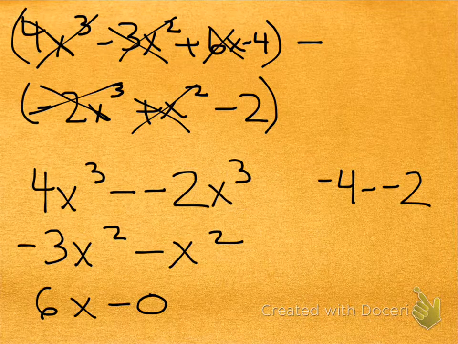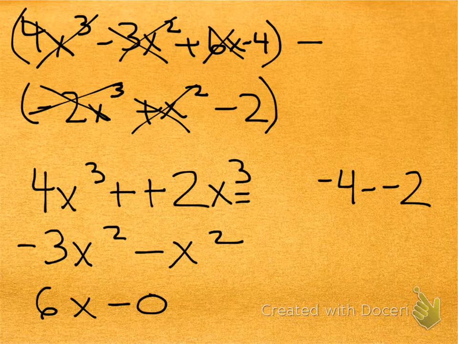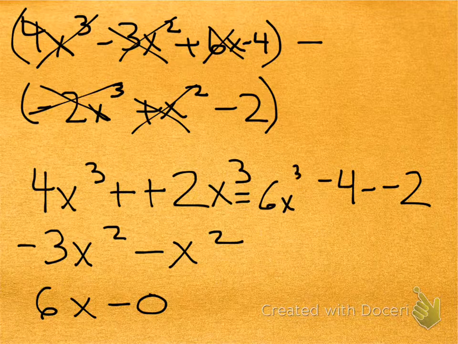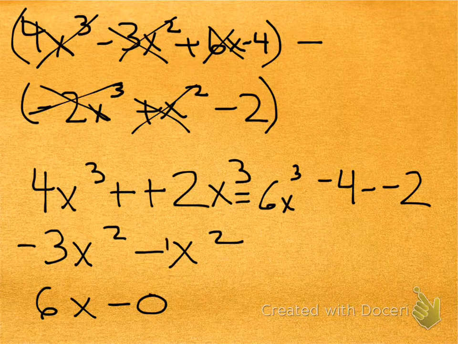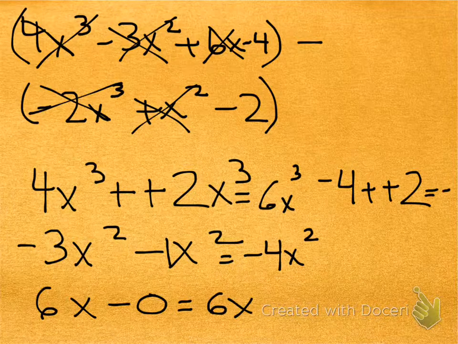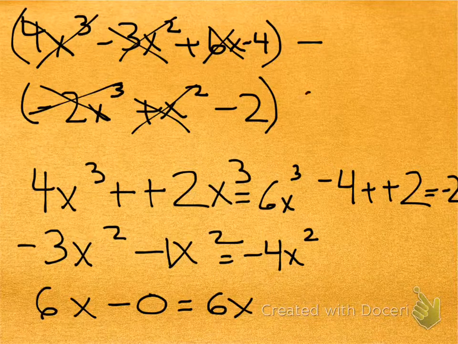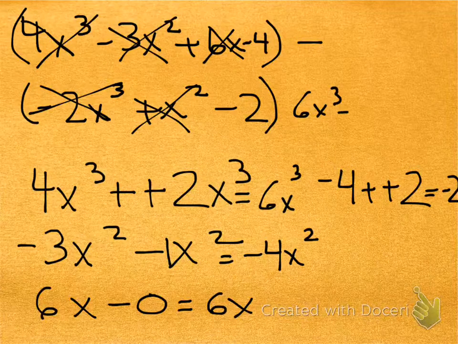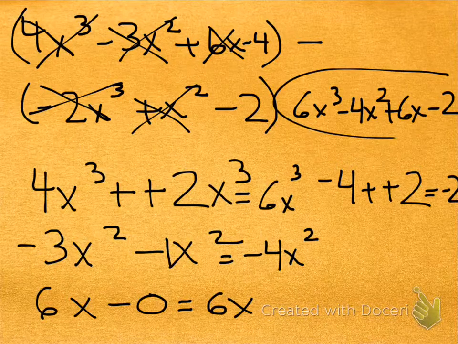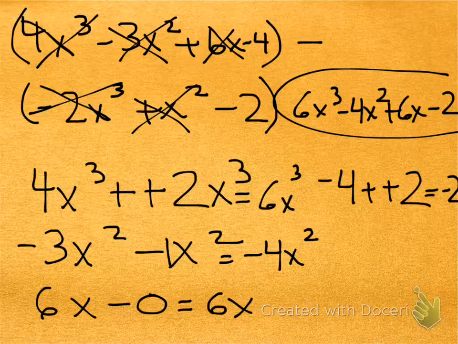So I'm going to do each one of these separately and put it together as a polynomial. So 4 plus 2 is 6x cubed. Negative 3 minus 1 is negative 4x squared. This is just 6x, and this is going to be negative 2. So if I put it in order, I have 6x cubed minus 4x squared plus 6x minus 2. And that would be my final answer.